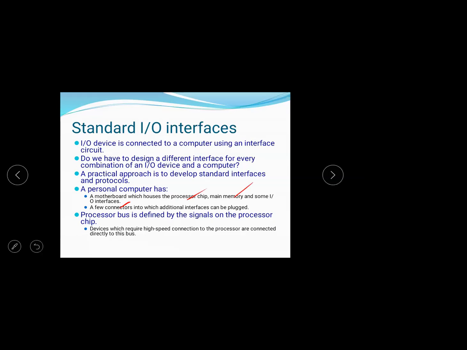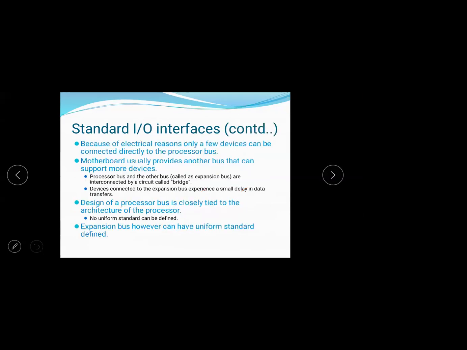The processor bus is defined by the signals on the processor. Those which require a high-speed connection to the processor are connected directly to the bus. Because of electrical reasons, only a few devices can be connected directly to the processor bus. Because of electrical reasons, the motherboard usually provides another bus that can support more devices.